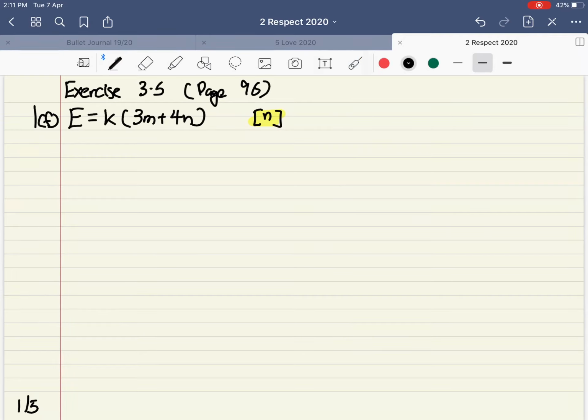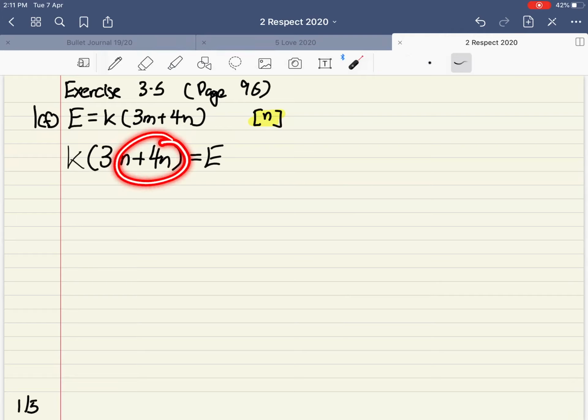First and foremost, for this question, n is on the right hand side of the equation. There is no n on the left hand side. As I've spoken about before in class, we can actually just do the flip first. If we flip the entire equation around, we get k times (3m plus 4n) equals e. The purpose of doing this is so that n will appear on the left hand side, which is our aim eventually. Next, we can divide both sides of the equation by k.